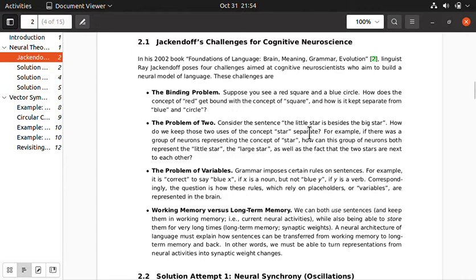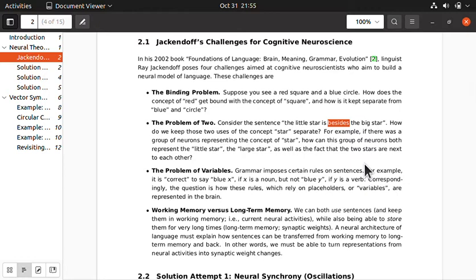There's also the problem of two. Consider the sentence: the little star is beside the big star. Suppose you've solved the first one. Suppose you've got a neural representation of red, a neural representation of square, fine, and how to structure things. Suppose you've got a neural representation of star and a neural representation of star, and this representation of star needs to get associated with little, and this representation of star needs to be associated with big. We've got to deal with that problem as well. How do you keep those things separate? And not only are you keeping them separate, but then you also have to say that they have this relationship, that the two of them are beside each other.